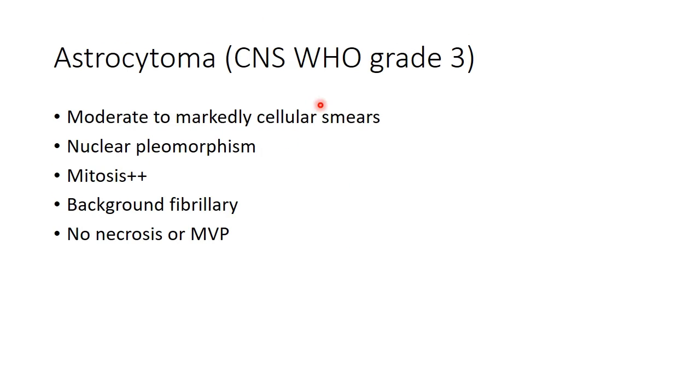What about CNS WHO grade 3 astrocytoma? The smears are moderately to markedly cellular. There is some degree of nuclear pleomorphism as well. Mitosis is more commonly seen and background appears fibrillary. However, there is no necrosis and there is no microvascular proliferation.